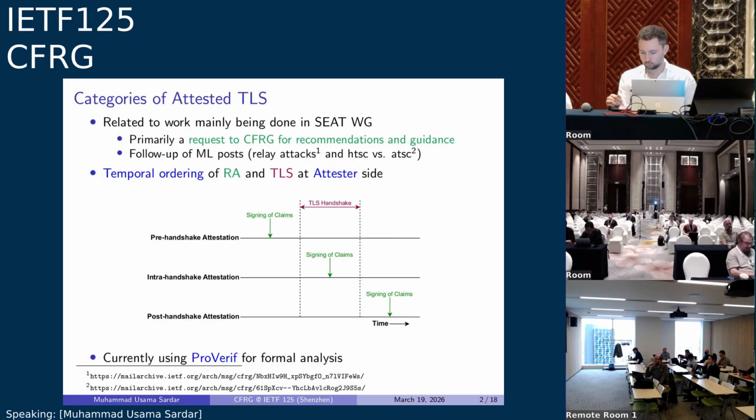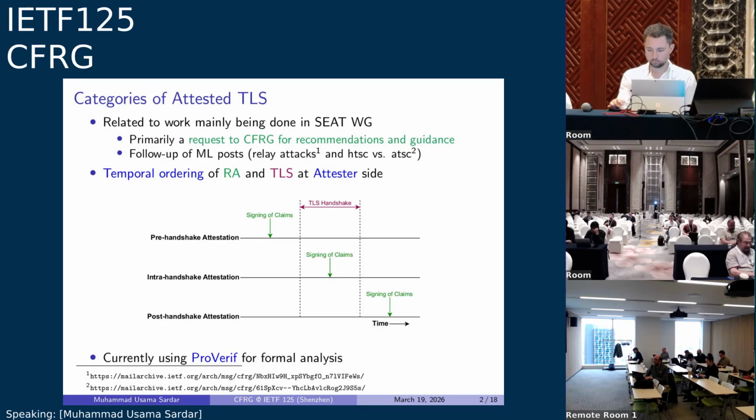What that means is basically that we are using ProVerif, where we make perfect assumptions, as is typical with all the symbolic tools. And we want to know if there is anything from a cryptographic perspective, by making these perfect assumptions, that we are missing or that could lead to some problems. So that's the main purpose. As I said, I had made a couple of mailing list posts already, one on the relay attacks, and the second one on the client handshake traffic secret versus the application traffic secret.